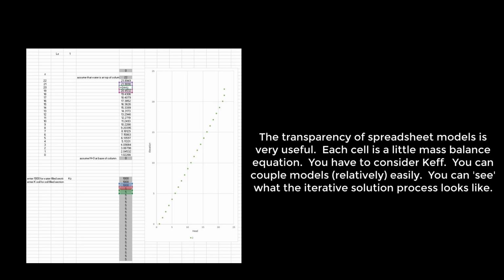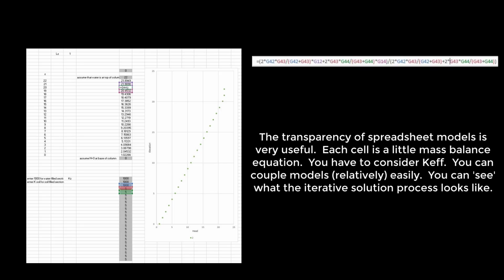So what I like about spreadsheet models is that they're really easy to interpret. Every single cell is just a little mass balance. It's calculating the flow in and the flow out, and in the case of these steady state models, it simply sets the change in storage to 0. So in that way, it's really easy to visualize how hydraulic conductivity in one cell is related to the head in another cell, and how that calculation moves its way through the model. So that's the good part about spreadsheet models.